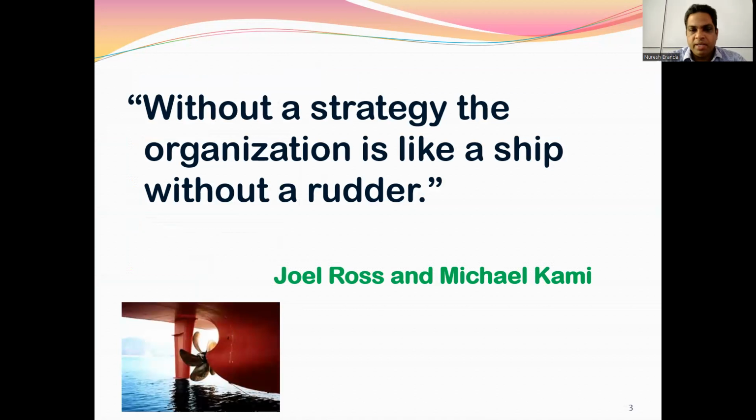So let's start with defining the strategy by giving an explanation provided by Joel Ross and Michael Kami. They told, without a strategy, the organization is like a ship without a rudder. If you do not have a rudder on a ship, the sailor is not in a position to navigate the ship to the desired destination. Like that, if you do not have a strategy for the organization, you will end up nowhere. So for the organization to achieve its final destination, or rather vision, mission, objectives, what is really helpful is basically the strategy, according to this idea.